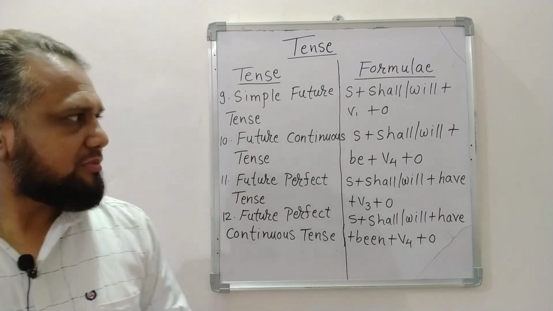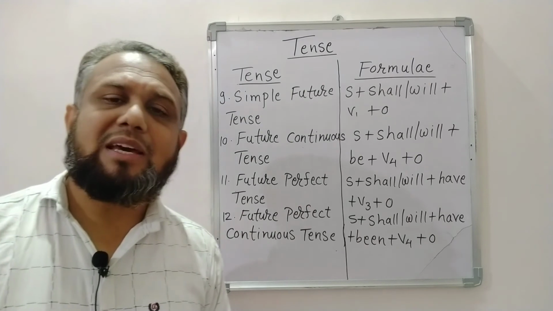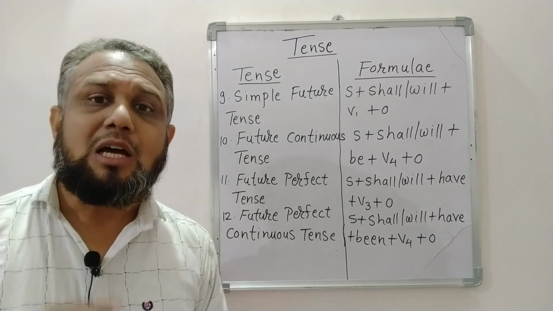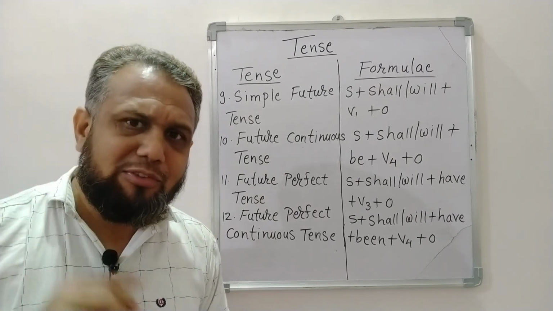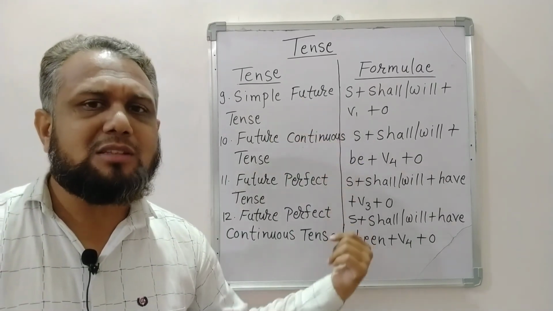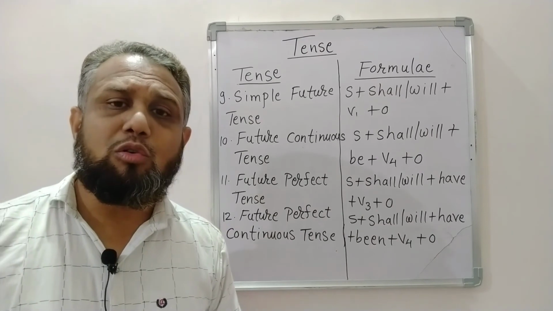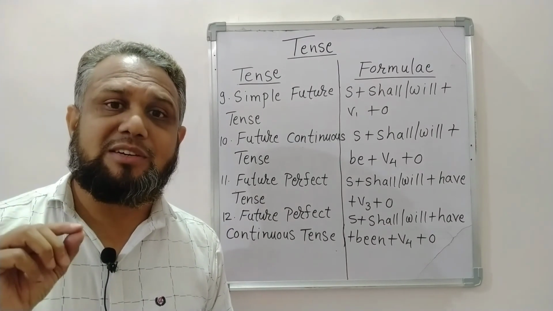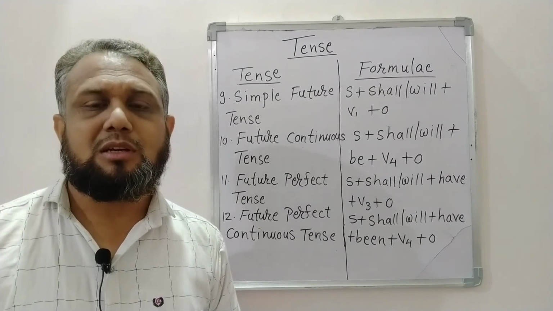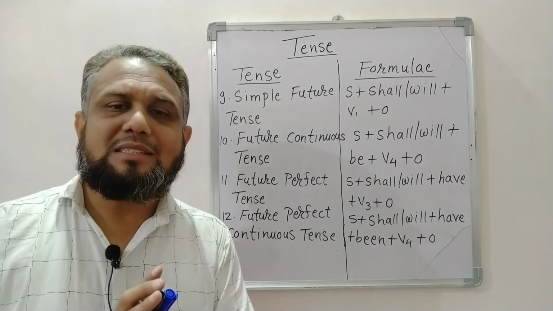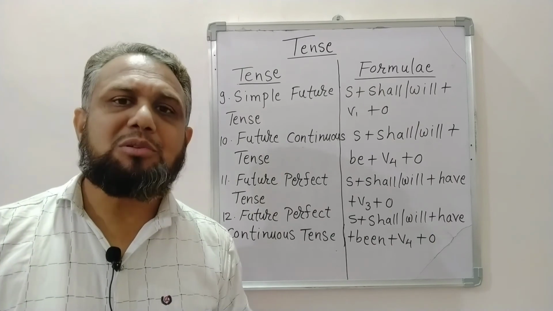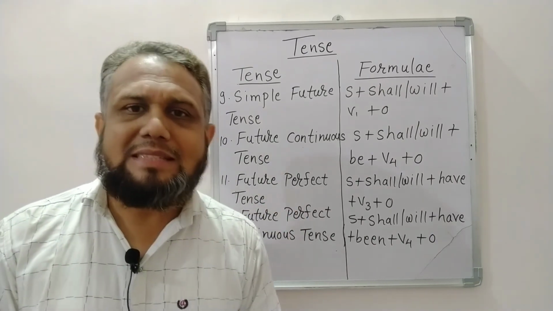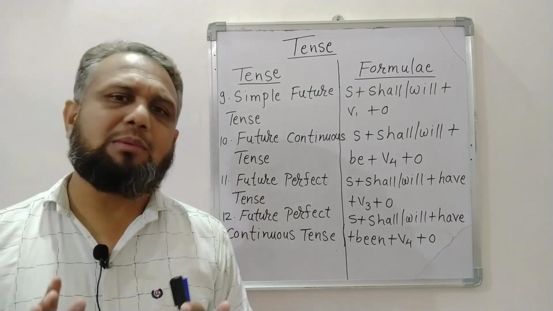Okay, now we have already seen that there are total 12 types of tense, and if you observe all the formulas along with their names, then you will realize that each tense construction is different from the other ones. Okay, now this is the short summary about tense and its types.